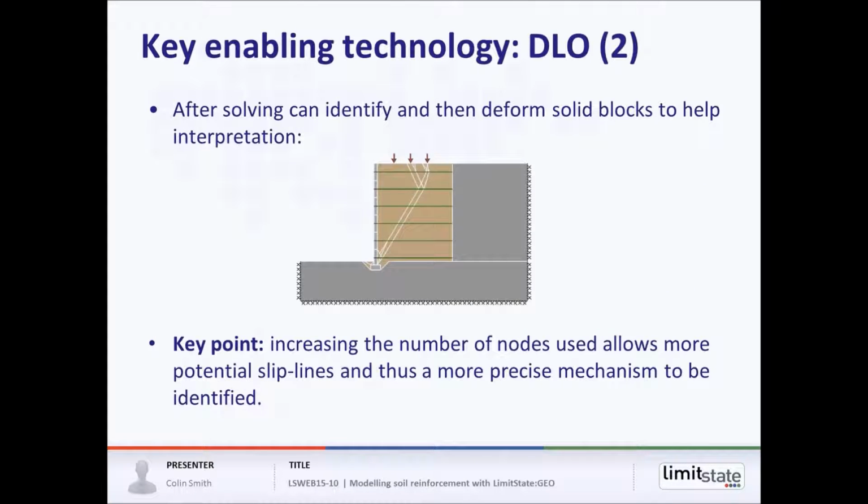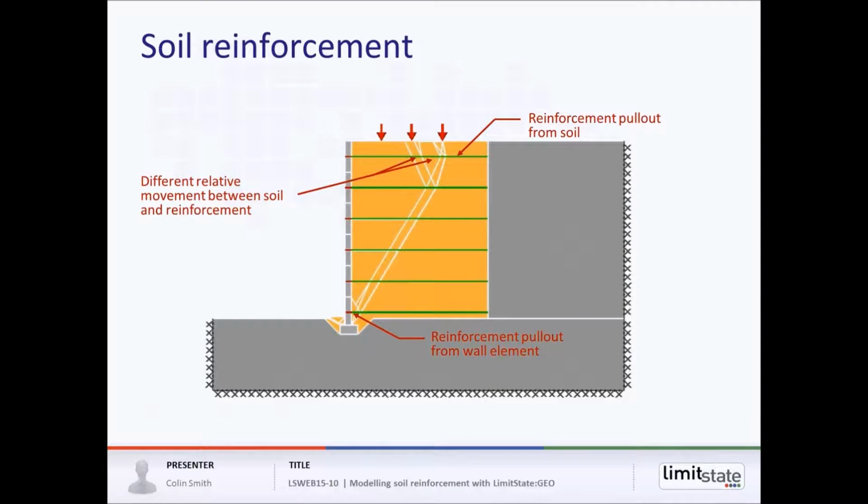Once we've found the critical mechanism, the software actually stitches all those slip lines into solid elements or wedges and can animate those to help interpretation. As I said, increasing the number of nodes allows more potential slip lines, and a more precise mechanism to be identified. In terms of soil reinforcement, we can model reinforcement elements within the soil body that will interact with these sliding wedges, but in a very, very general way.